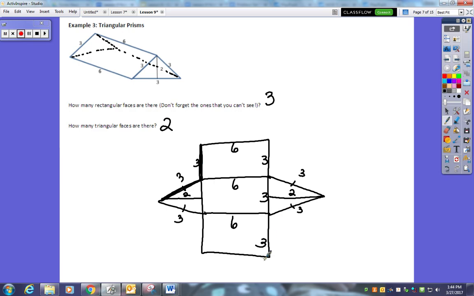So that's just one example of a triangular prism for this picture. You can rotate it, you can put the triangles in different spots, as long as it folds up without any overlapping pieces or holes.